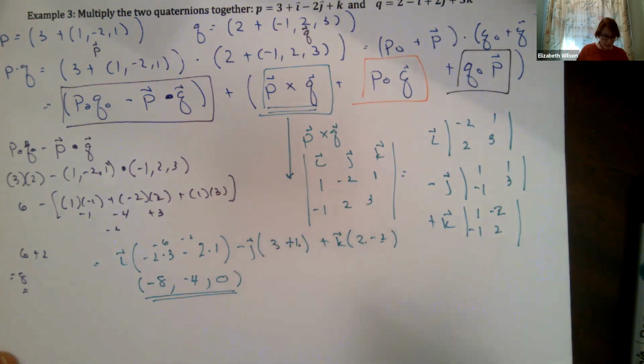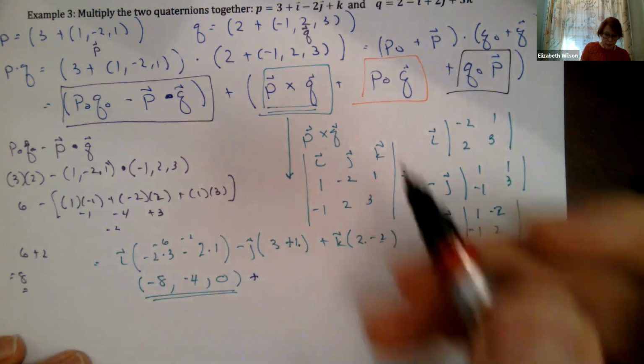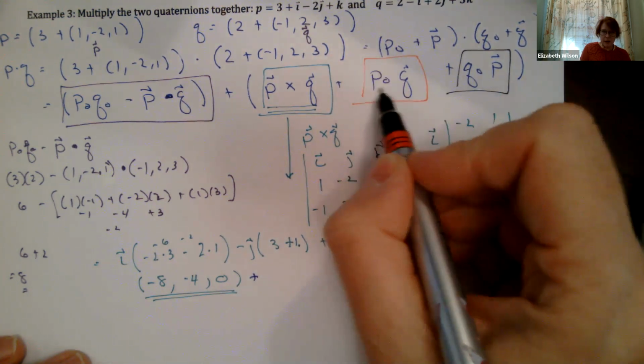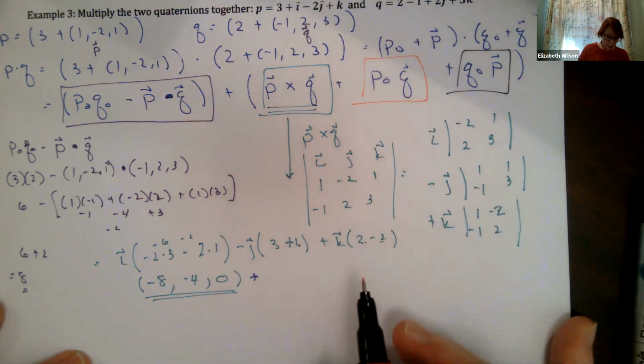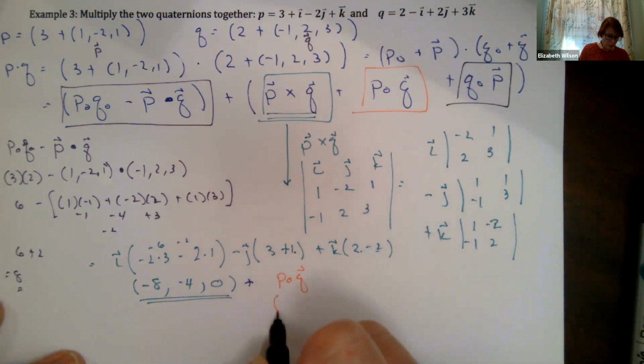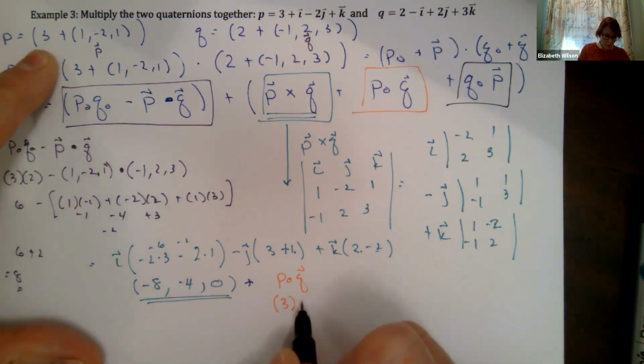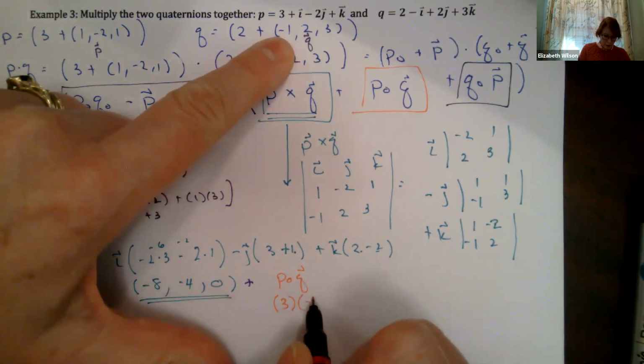I'm going to add that to P naught times Q. This is a scalar multiplication. So P naught times Q bar. P naught is right here, 3 times my Q vector, minus 1, 2, 3.